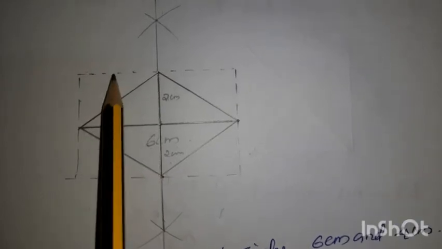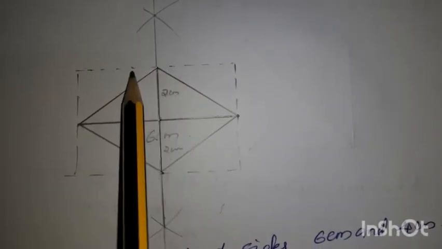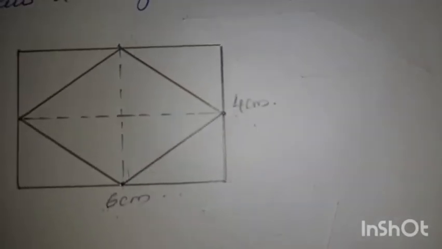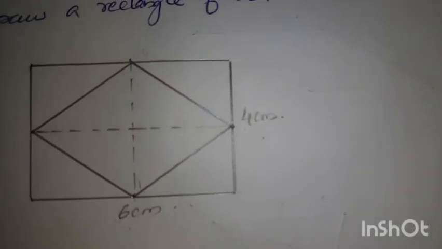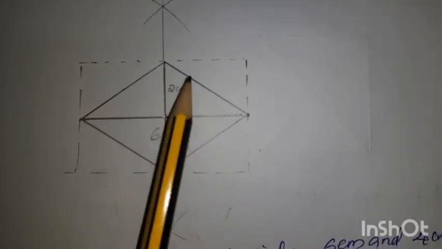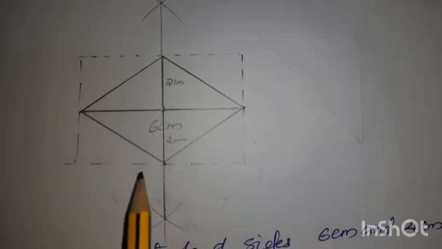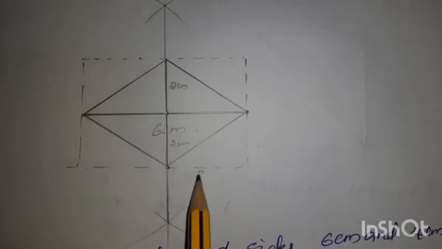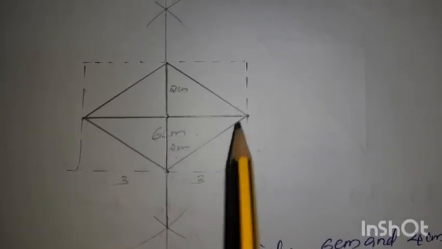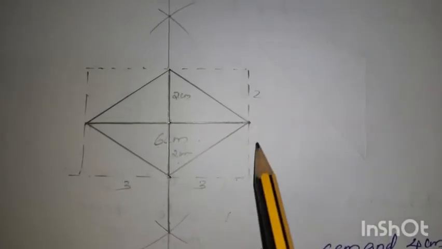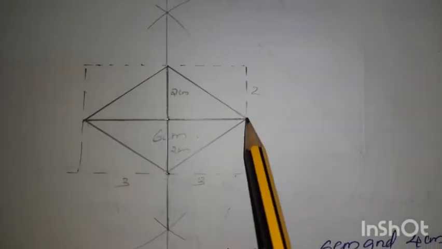If they give the side, we can draw by this method, and if they give the diagonals, we can draw it like this. After completing the rhombus, we can draw a rectangle. So if the total length is 6 centimeter, here it is 3 centimeter each. Here it is 4 centimeter, it is 2 centimeter each from this point. Okay.